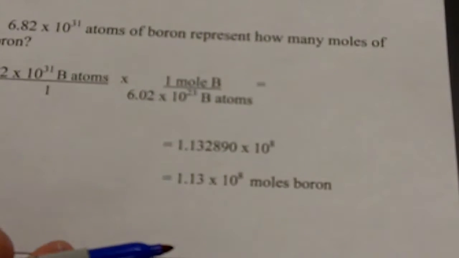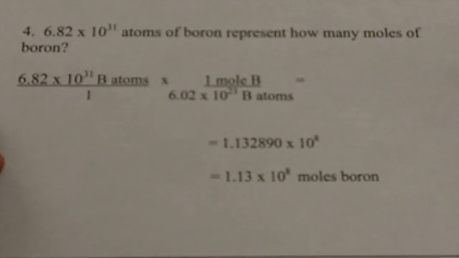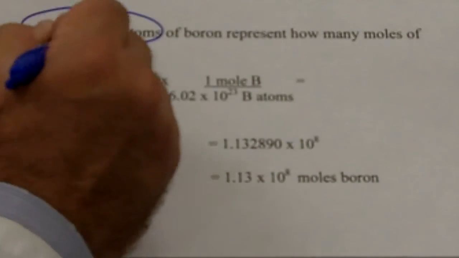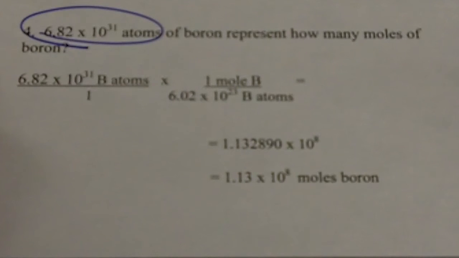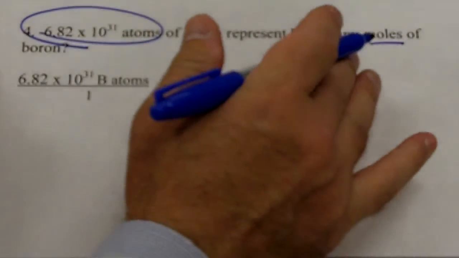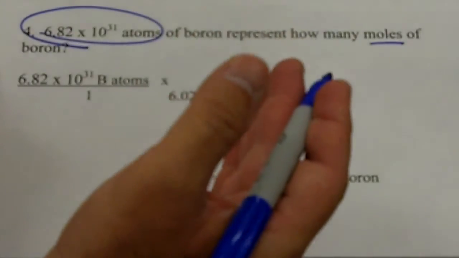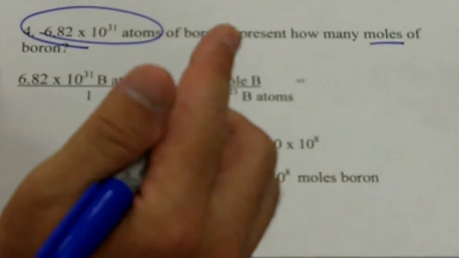Okay, number 4 says this. 6.82 times 10 to the 31st atoms of boron represents how many moles of boron? I start with what I know, 6.82 times 10 to the 31st atoms of boron, and I look to see what I'm being asked for. I'm looking for moles, okay? I can go from atoms to moles. I just can't go from grams to atoms or atoms to grams without that mole intermediate.